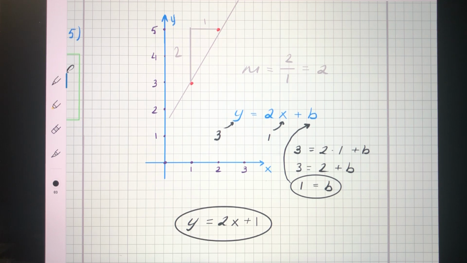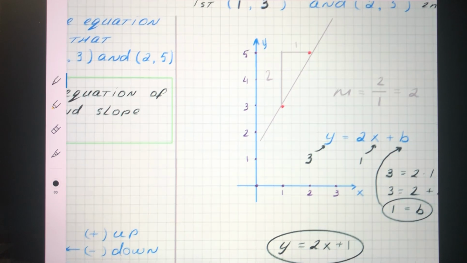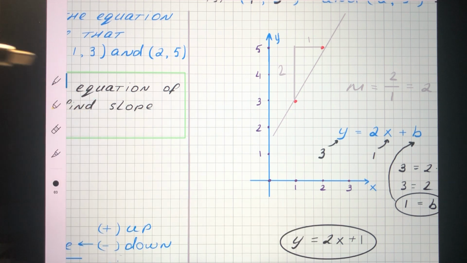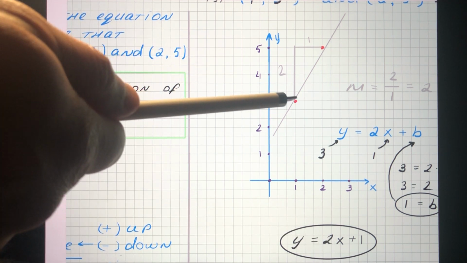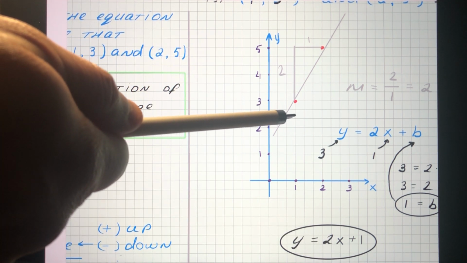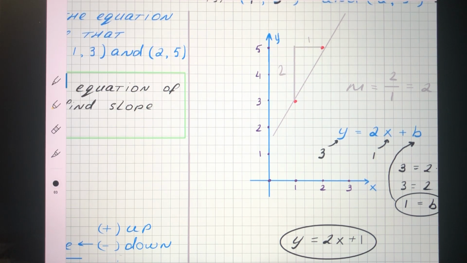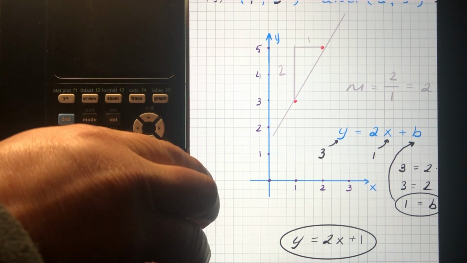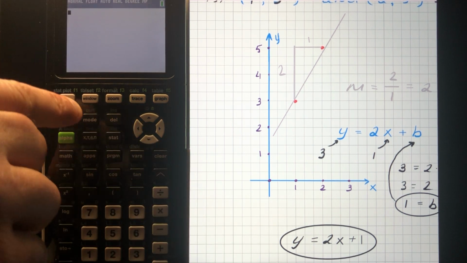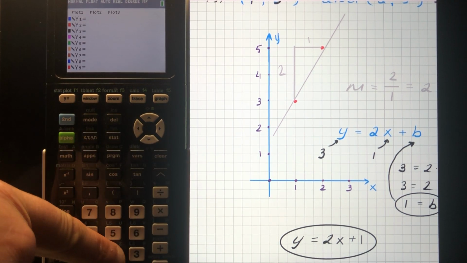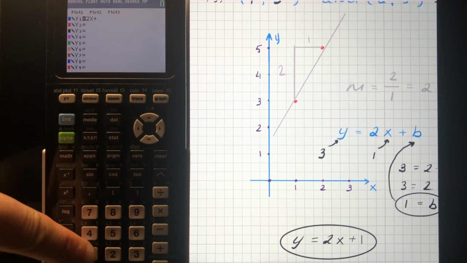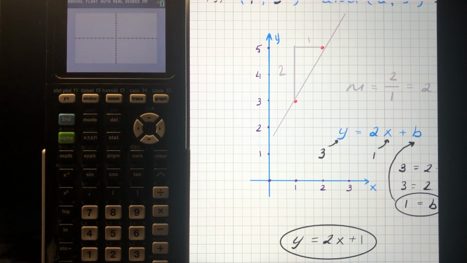Now to check our work, we can use the calculator to make a graph of this equation and check to see if the line the calculator makes actually goes through these 2 points. So let's do that really quick. So here's the calculator. Equation y equals 2x plus 1, graph. So here's what the line looks like that we just created.